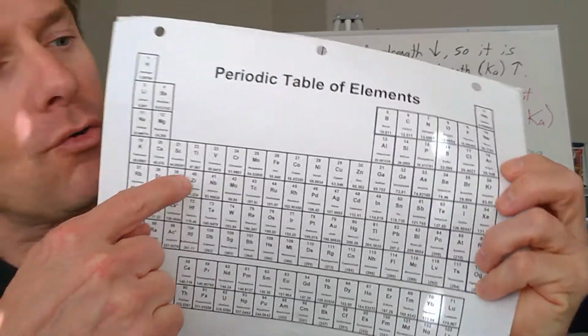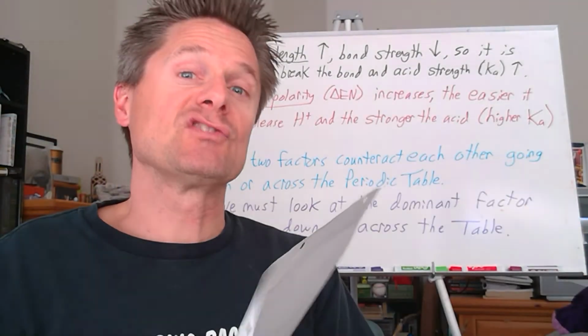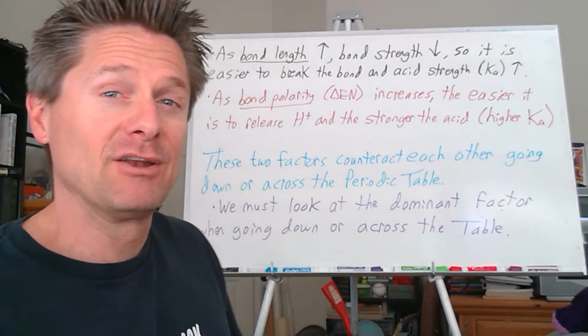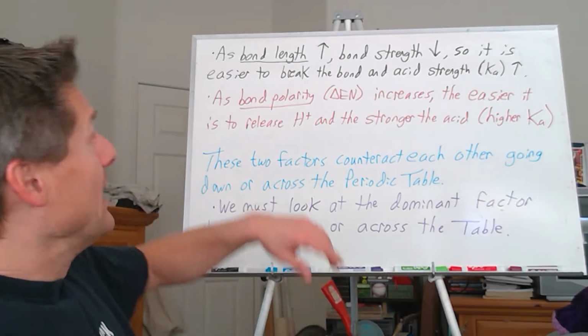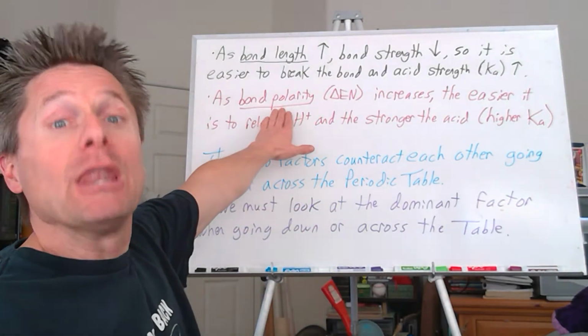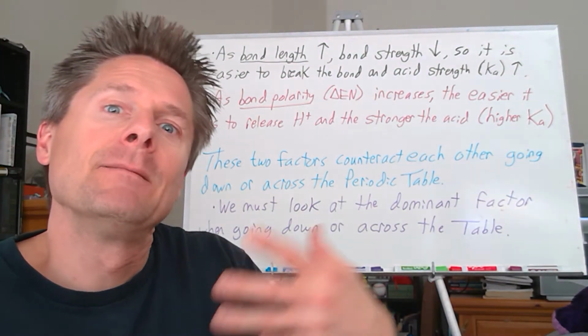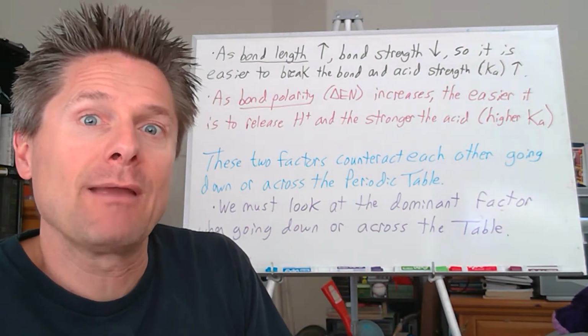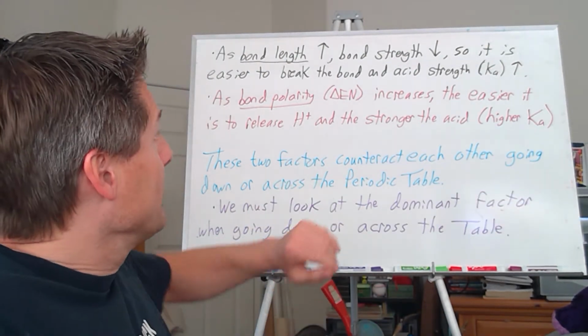If I'm going across a row, the atoms get bigger or smaller. If you need to review that, pause this video and go take a look at that, because that's going to be important. The other factor would be bond polarity, right? This deals with the aspect of creating the H+ and the A-, or the breaking that electron density and having it go to the A-.